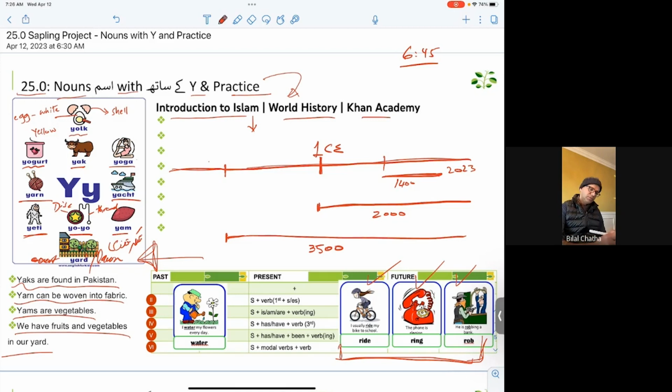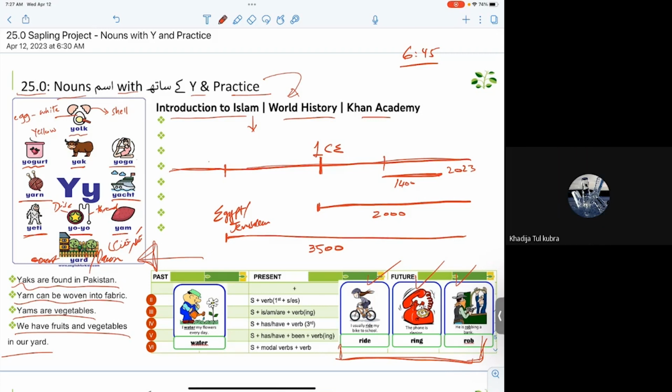Very good. Egypt. We talk about Egypt, and then we talk about Jerusalem. So we talk about Hazrat Musa, we talk about Egypt, we talk about Moses and who was the oppressor, or who was the king, in Egypt. Pharaoh was a king in Egypt.